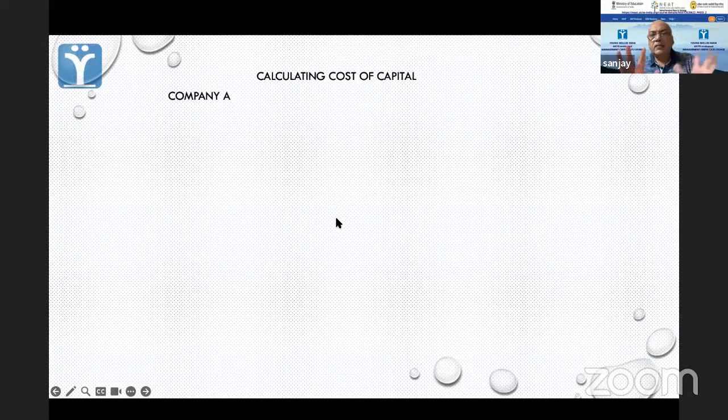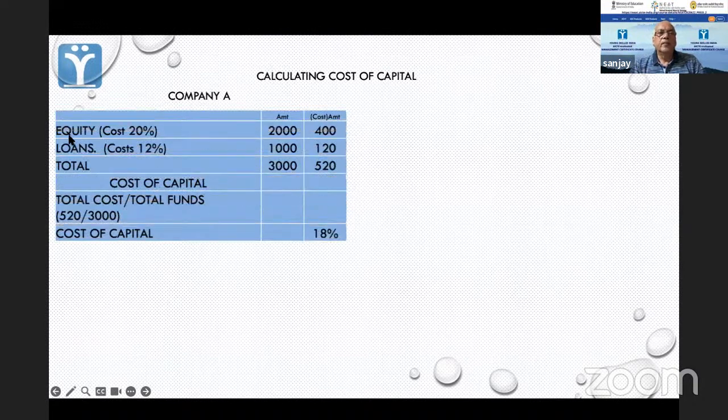So now that we have an idea about what capital structure is, let's try to look at the cost of capital part. So let's say there's this company. It has equity shares. Equity capital is 2,000 crores. On an average, they are paying 20% as dividend. So the cost of these 2,000 crores will be 20% of 2,000 or 400 crores. This is the amount they have to make as profit, and they have to pay this to their shareholders.